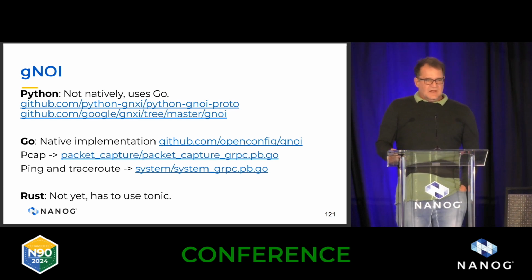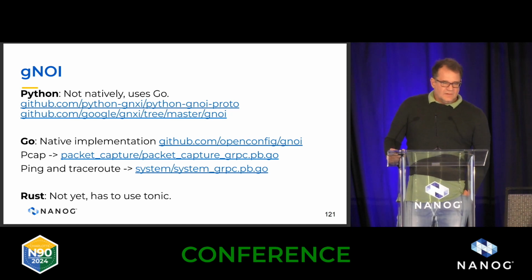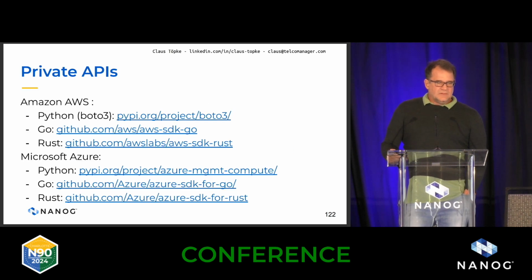Here, I want to explain a little bit more in terms of private APIs, which all of them have. So if you have access to a cloud like Amazon or Microsoft, you're going to find basically APIs for all of those languages. So you're not going to have a problem.